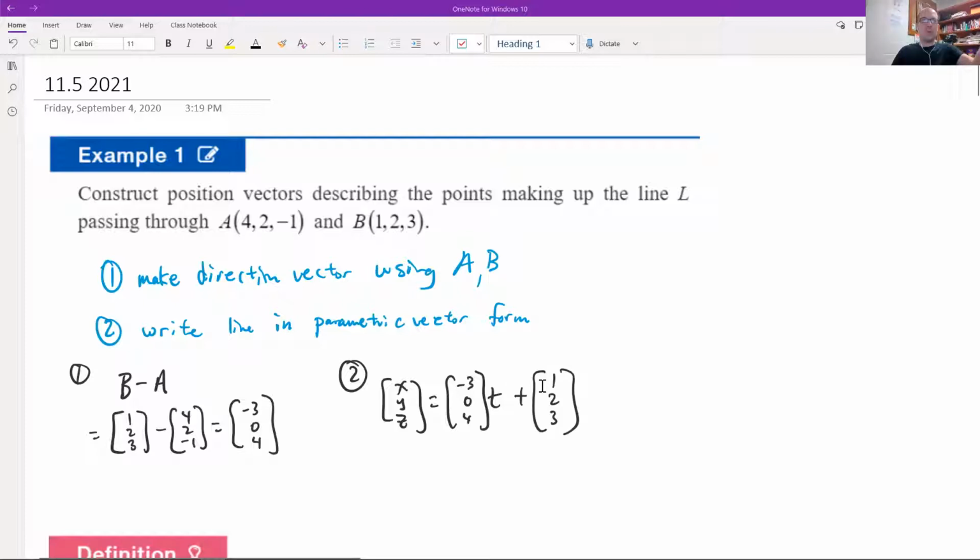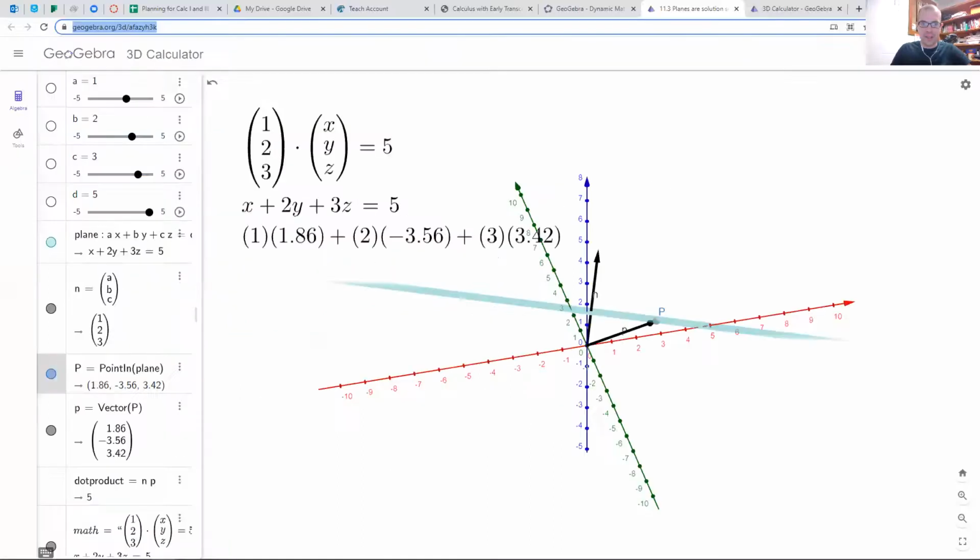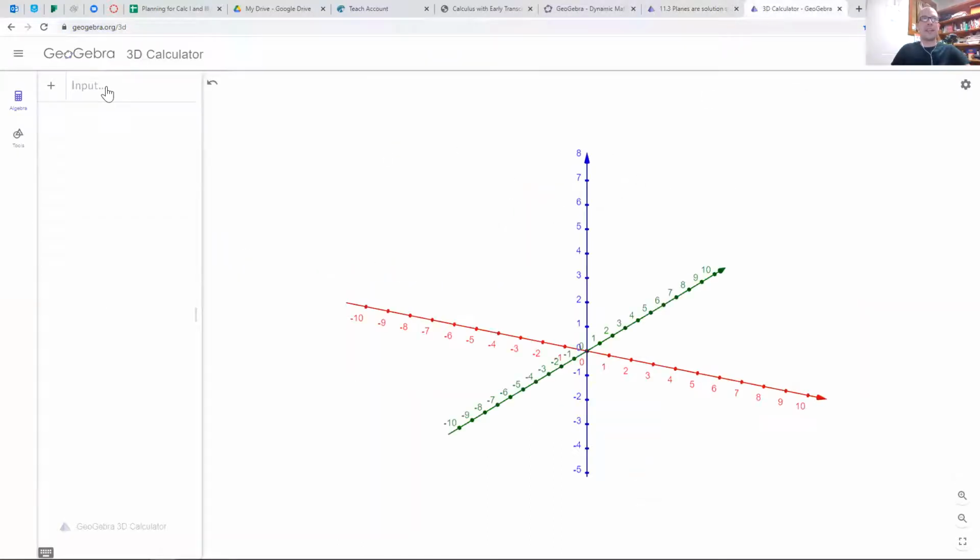And if we wanted to, we could go into GeoGebra and show you this, to make sure that we're not all over the place. Okay, ignore that. That's something else that we're going to do later. Okay, point A was 4, 2, -1, and point B was 1, 2, 3.